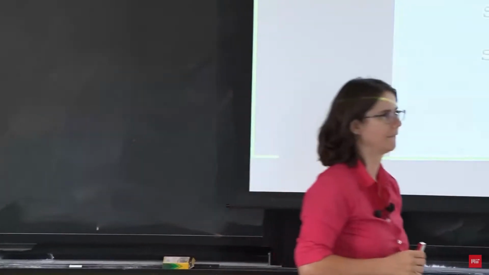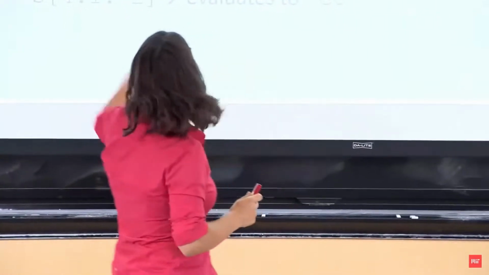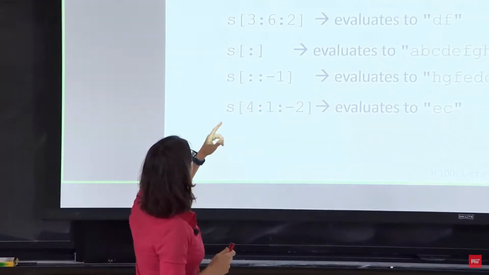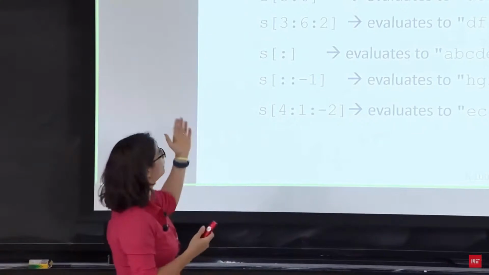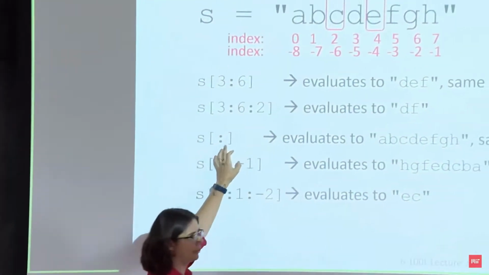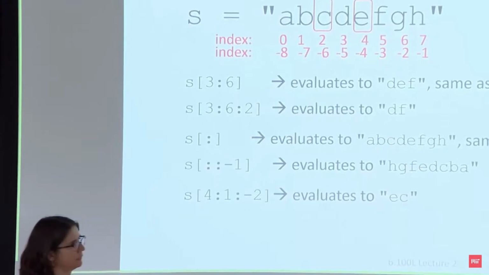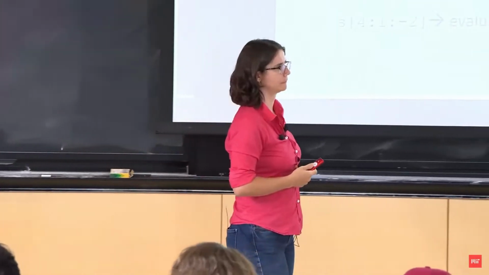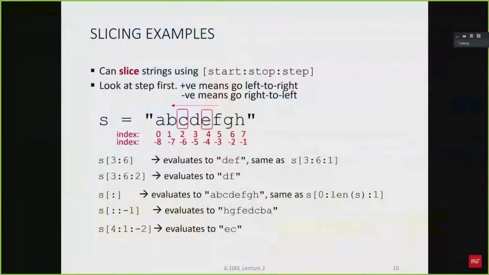For the first one, S 3 to 6, why is G not included? G is not included just by definition. We go up to, but not including, the stop. So we'll go up to, but not including, the character at index 6. That's just the definition of slicing in Python. Up to and including stop -1 means we go up to and including 5. Right, yeah, exactly.